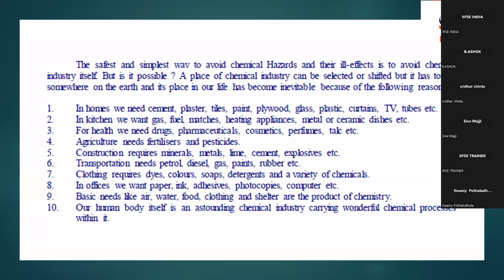Okay, if you see this, one second. The first and simplest way to avoid the ill effects is to avoid the chemical industry itself, but it is not possible. How can we safeguard ourselves from chemicals? It is simple: we should not be exposed. Another way is that we should not use any such chemicals which can harm us. But it is not possible because everybody is habituated. As I take the example of toothpaste.